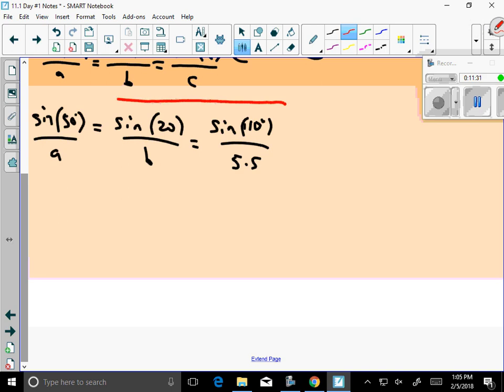Do I have enough information to find B and C? Yeah, absolutely, I can do this. I'm going to cross-multiply that. If you would, with a neighbor, find B, and then also find A. Please round to the nearest tenth, let's say.